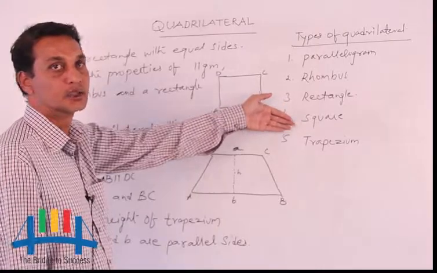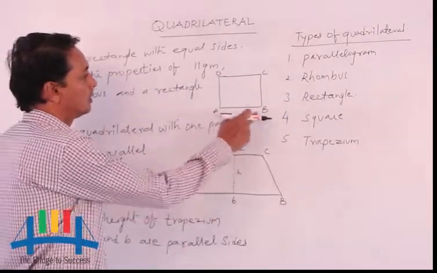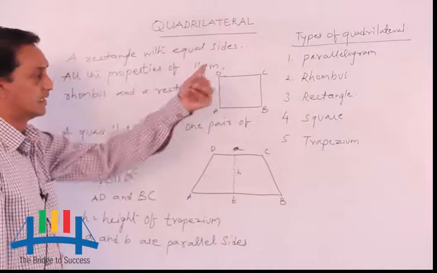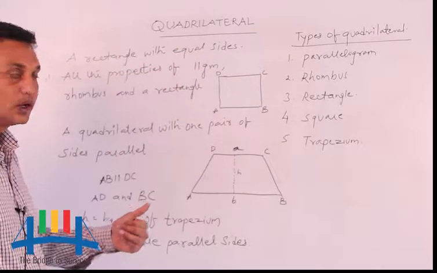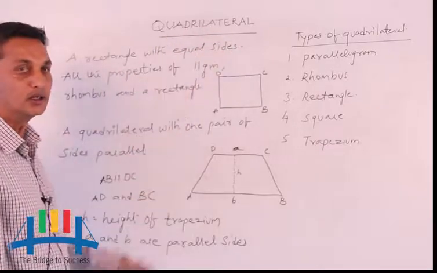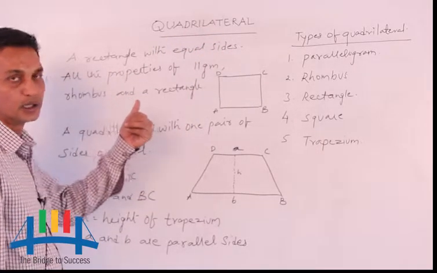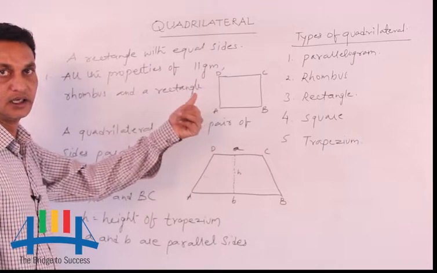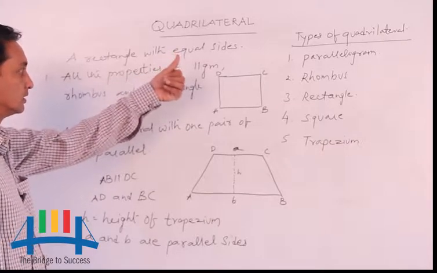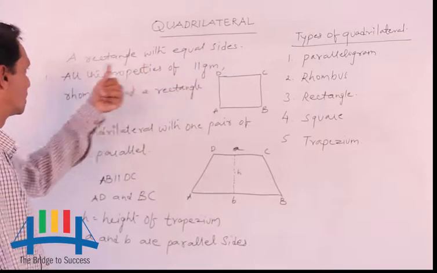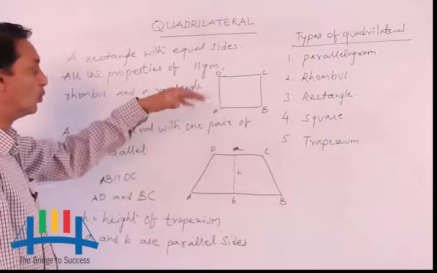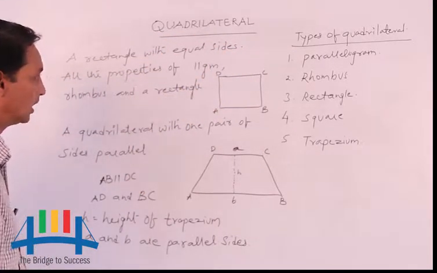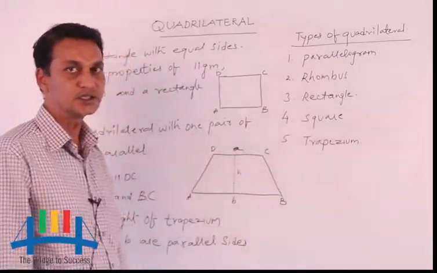Now we are going to see about a square. Let's take ABCD as a square. A square is a rectangle with equal sides, and it has the properties of a parallelogram, rhombus and rectangle. It has all the properties of parallelogram, rhombus and rectangle; whatever properties they have, the square also has the same properties. Now come to the last one, the trapezium.